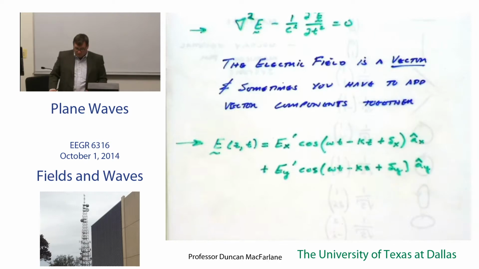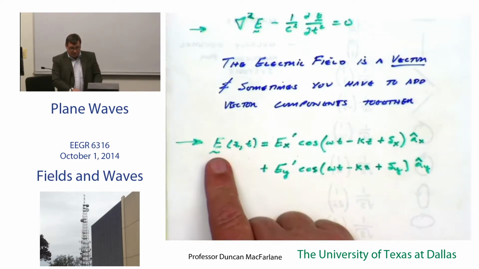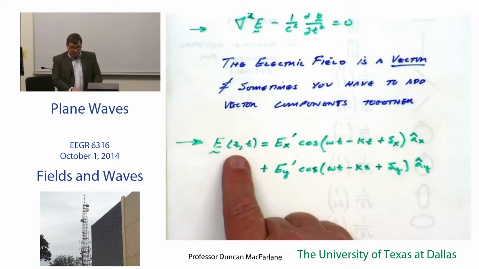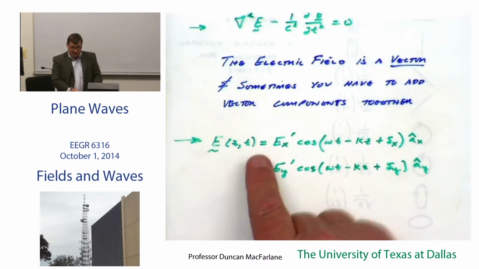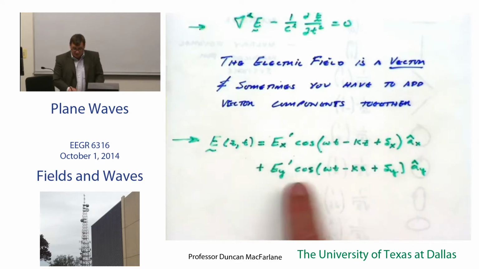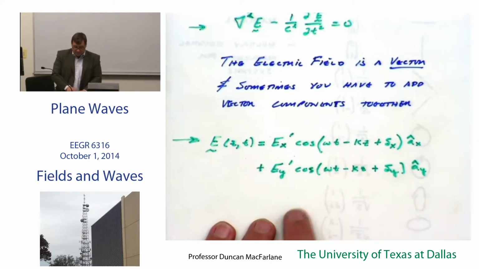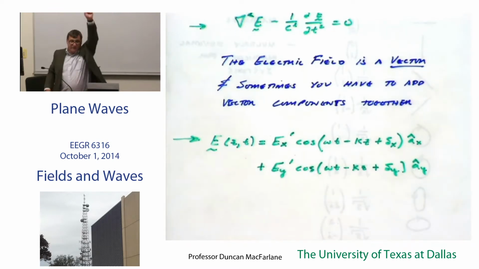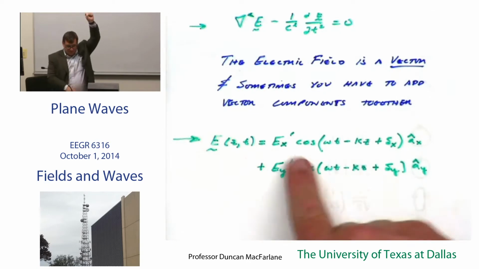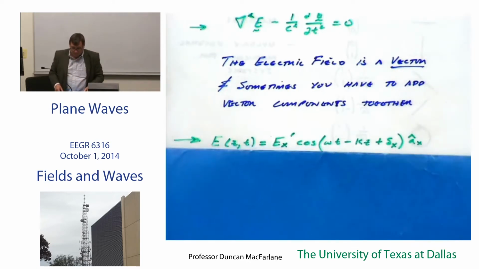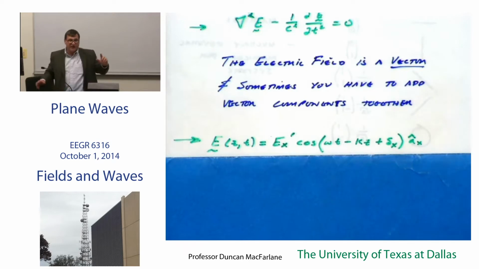I've rewritten my two plane waves in a slightly different manner. So I'm looking at plane wave solutions moving in the z direction in time. The first one I have is one that points in the x direction and moves in the z direction. So the first term is exactly what we had before.